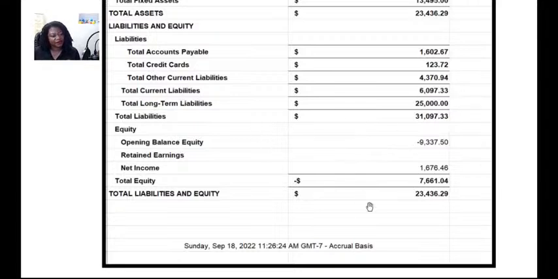And then we have the equity section of the balance sheet. His total equity is $76.61. And so based on the definition of what we know about equity, it's the total value of the company. So right now his company is valued at $76.61.